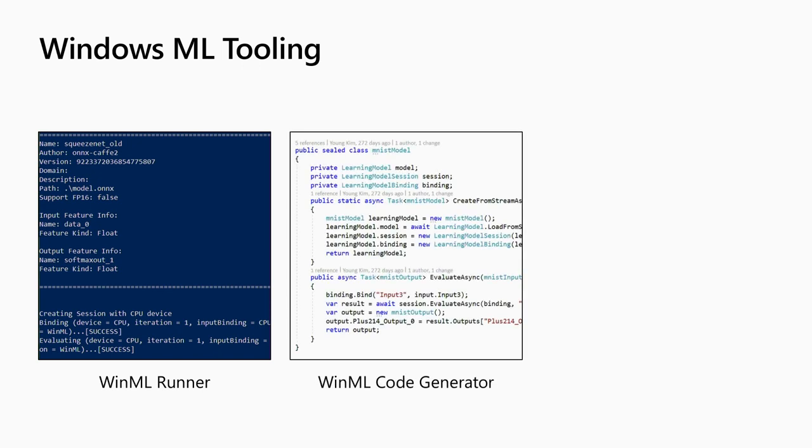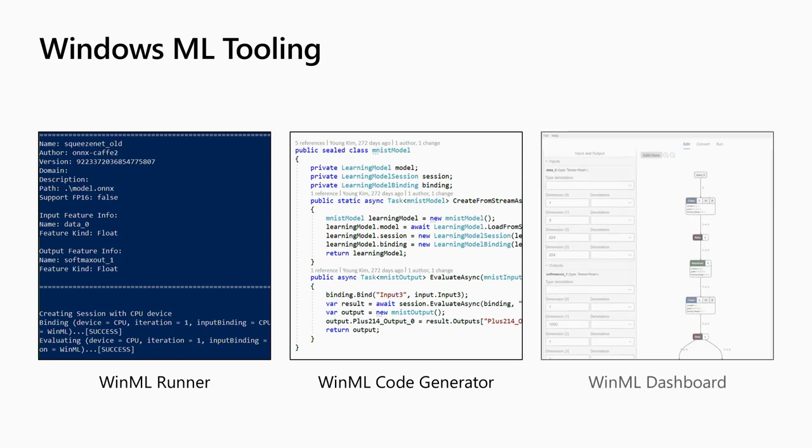When you're ready to bring your trained model into your app, the WinML code generator Visual Studio extension will help you get started by generating wrapper classes to help you load, bind, and evaluate the model in your UWP app. And finally, we have WinML Dashboard, which is a GUI-based tool that'll help you visualize and edit your trained models. Plus, it has WinML tools and WinML Runner built in, giving you the ability to visualize, edit, and run your trained machine learning models all in one app.